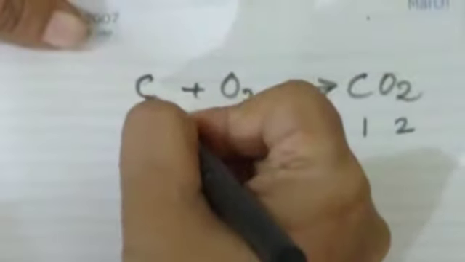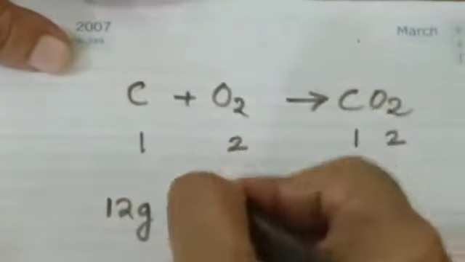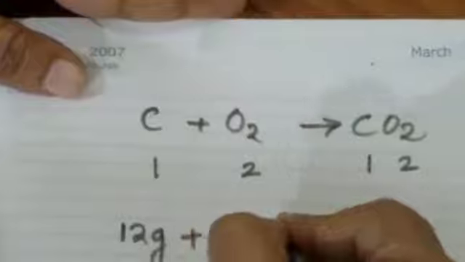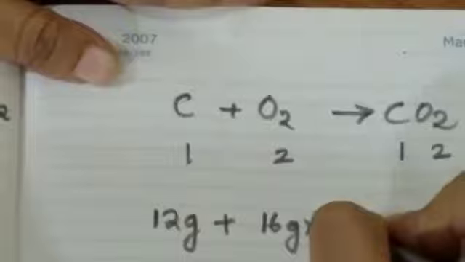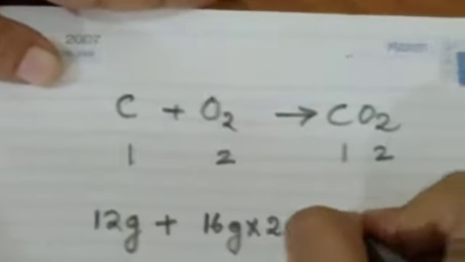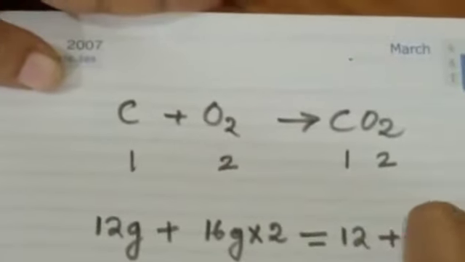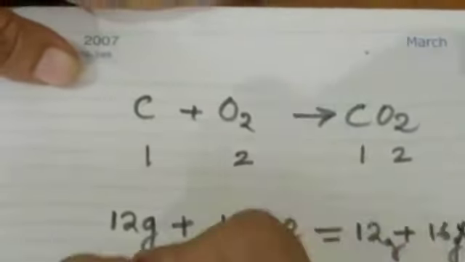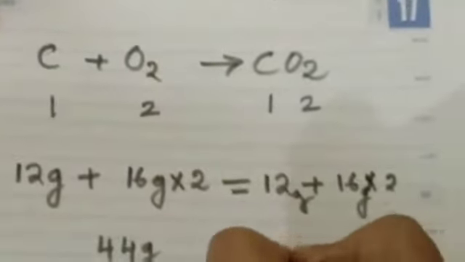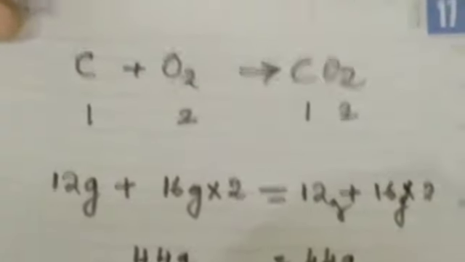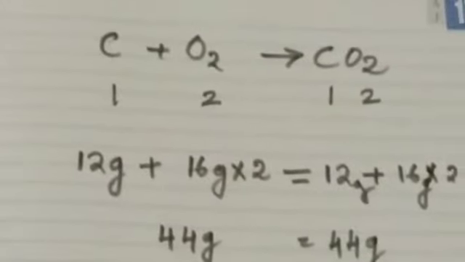The atomic mass of carbon is 12 grams, plus the atomic mass of oxygen is 16. 2 atoms, so 16 into 2 is 32 grams. Here, carbon atomic mass 12 plus 32, the answer is 44 grams. Here also 44 grams. That means the mass of the reactants is equal to the mass of the products. That means it follows the law of conservation of mass.